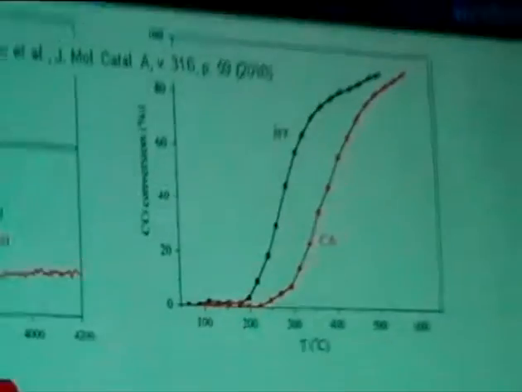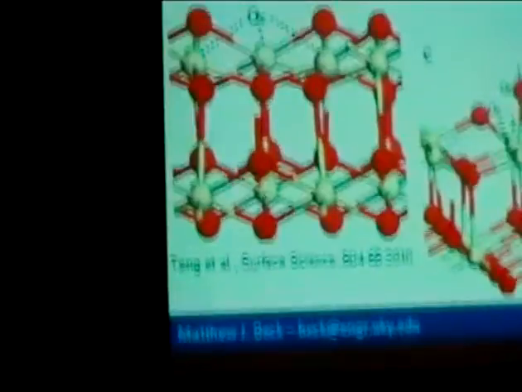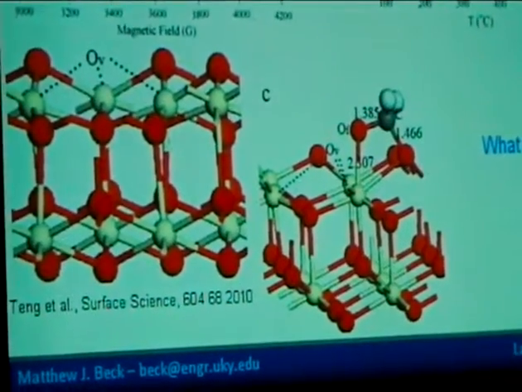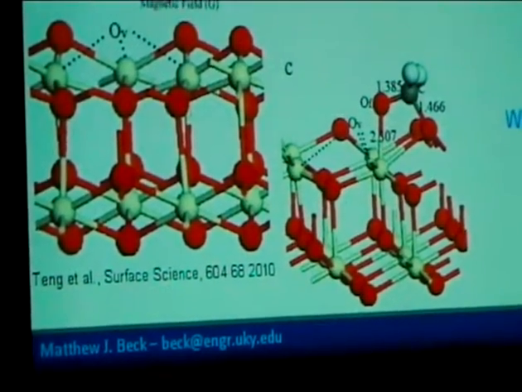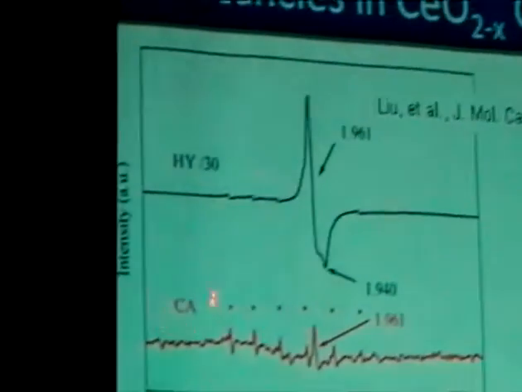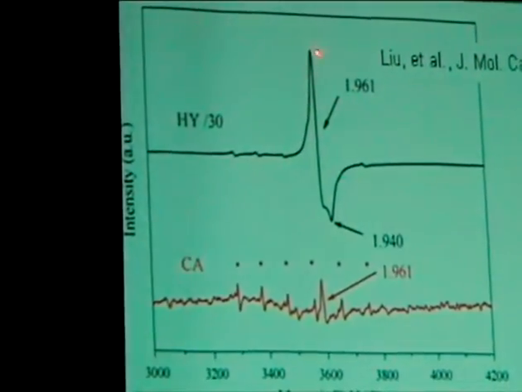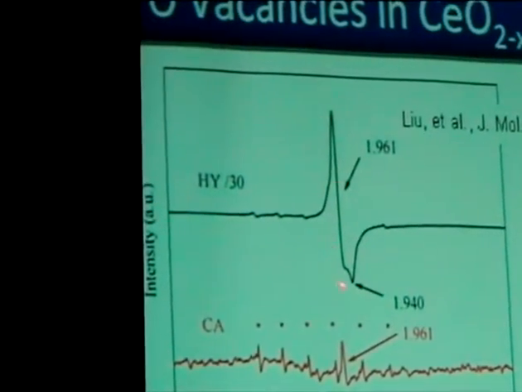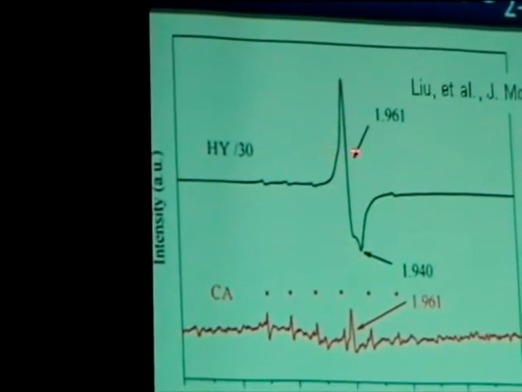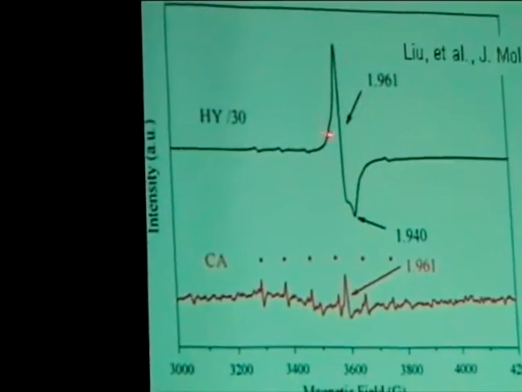Let's go back to ceria that Alan mentioned. We know that oxygen vacancies play a key role in controlling catalytic activity. And I've just pulled two of the most recent statements of this from the literature. This is just some EPR results showing two different processes to produce ceria catalysts, one of which shows this huge signal at 1.961 Gauss. And this signal is associated with the presence of oxygen vacancies.